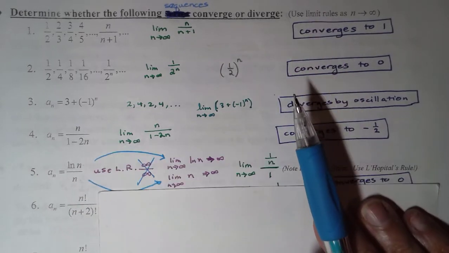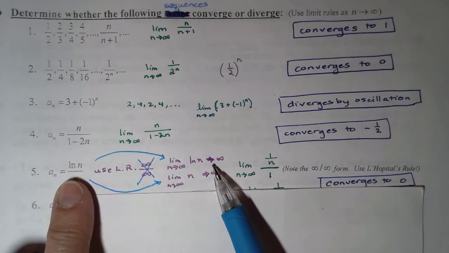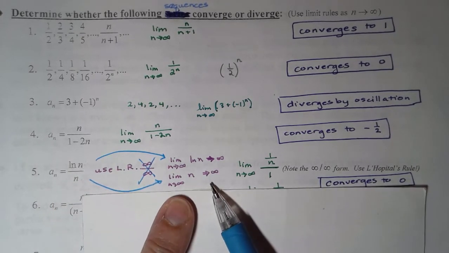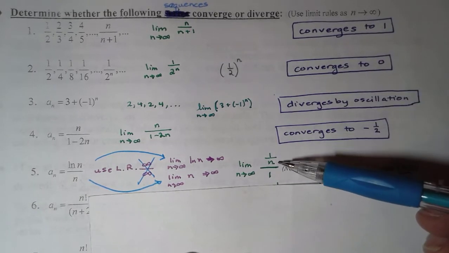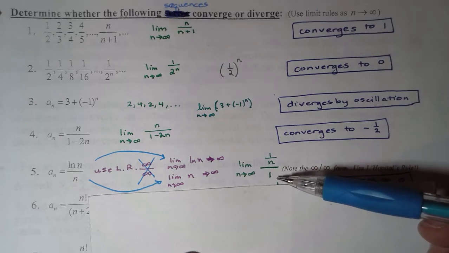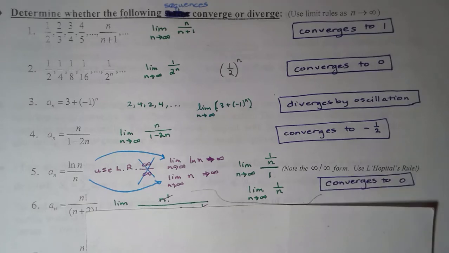Well, we can use L'Hopital's rule. Since the numerator goes to infinity and the denominator goes to infinity, we have indeterminate form, and we can use L'Hopital's rule, which gives us 1 over n over 1. This is no longer indeterminate form. And so as n goes to infinity, this converges to 0. So what did we just learn? That a polynomial function increases more rapidly than a logarithmic function.